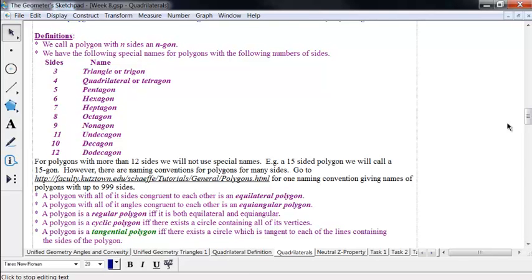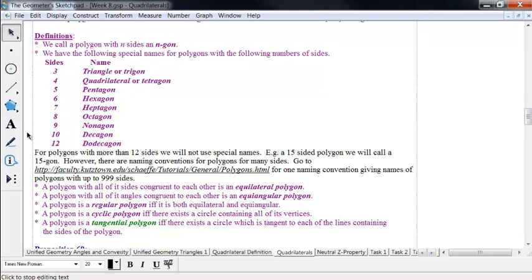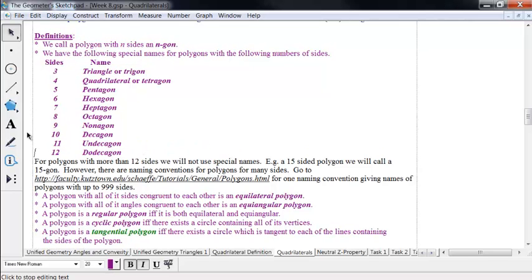And we have some special names if we have a small number of sides. 3 sides is called a triangle or a trigon. 4 sides is called a tetragon or normally a quadrilateral. 5 sides is a pentagon. 6 sides a hexagon. 7 sides a heptagon. 8 sides octagon. 9 sides nonagon. 10 sides is a decagon, then 11 sides undecagon, and 12 sides dodecagon.